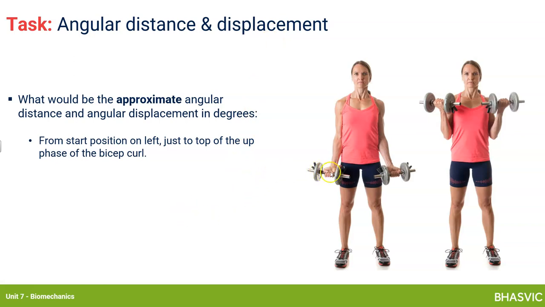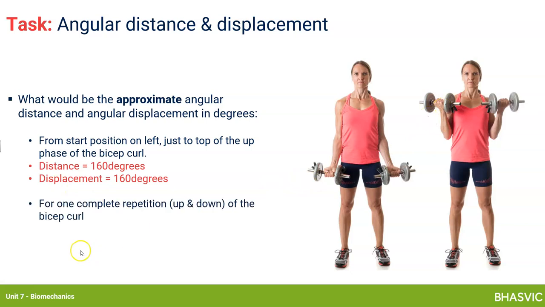Well, if they were vertically pointing the dumbbells down and then managed to do a complete vertical upward movement, it would be 180 degrees, but it's not quite vertical. Therefore, I've put the distance as 160 degrees. What would the displacement be? Well, in this case, it's the shortest angle from A to B, and it would be the same. So displacement is also 160 degrees. But the principles are the same. Angular distance is how far does the person or the limb actually move. Displacement is what's the shortest distance between A and B. In this example, it happens to be the same.